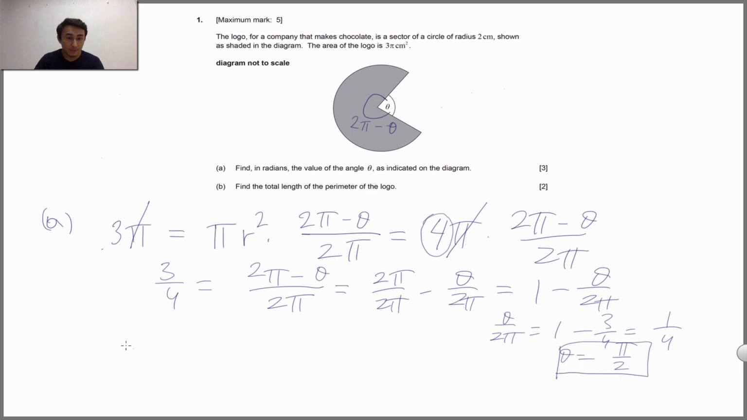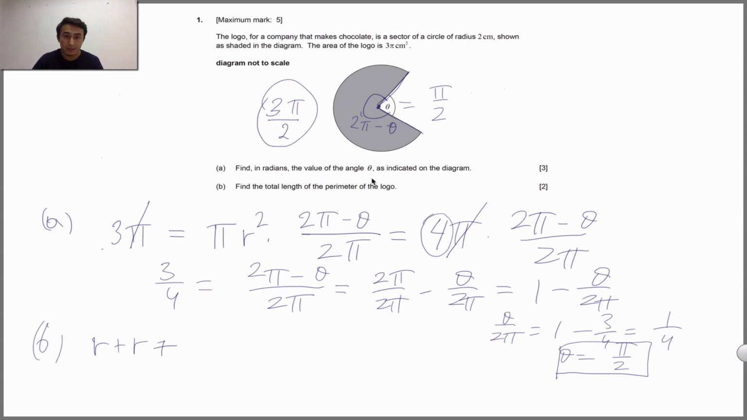Right? Okay, for part B, we got to find the perimeter, total length of the perimeter of the logo. So basically the perimeter. So what we have now is, let's start from the center. We have radius and there's also radius here. So automatically we have radius plus radius, and then we got to find the length of this arc. Right. So if this angle theta is equal to pi over 2, it means that the corresponding angle will be equal to 3 pi over 2, because 2 pi minus pi over 2 is 3 pi over 2.